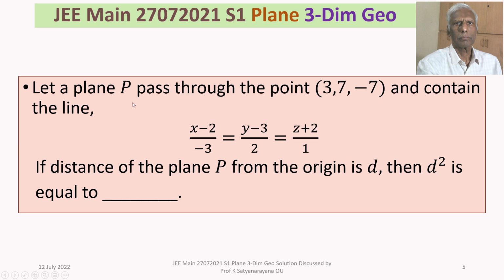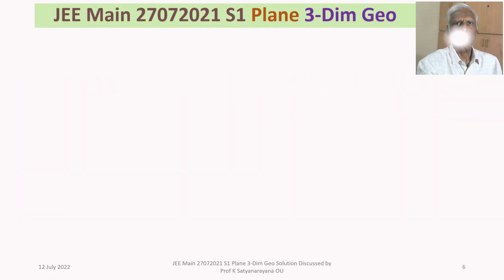So we have a plane P that is passing through this point (3, 7, -7), and that plane P contains this line. And if d is the distance of the plane from the origin, we have to find d square. We now discuss the solution of the problem in detail.